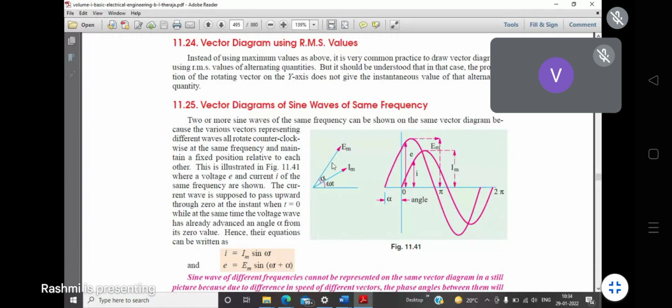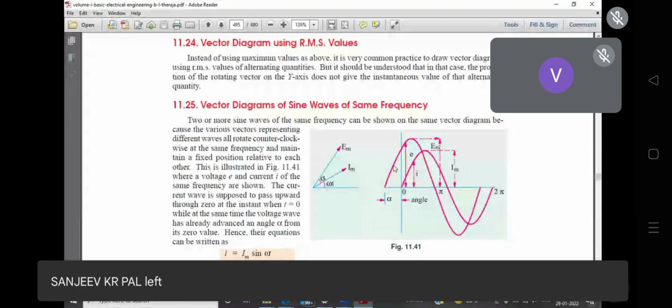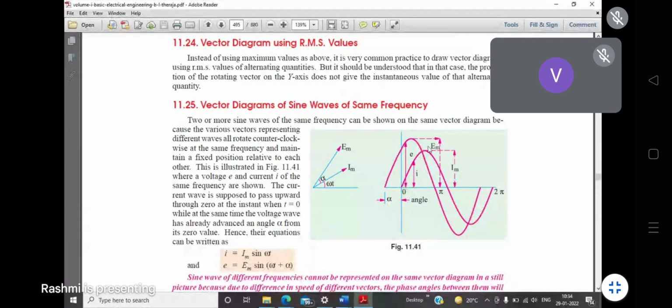The difference is that voltage E leads the current I. Voltage is leading the current. Here you can see this is the voltage waveform and this is the current waveform. So it is leading by alpha. How many degrees is it leading? This is alpha degrees from this phasor to this phasor. So this is the phase difference. Alpha is the phase difference between these two waveforms.